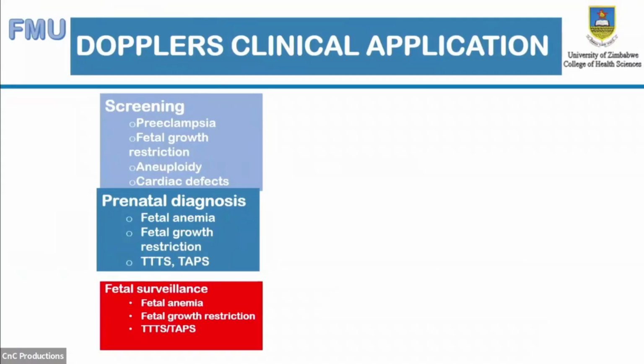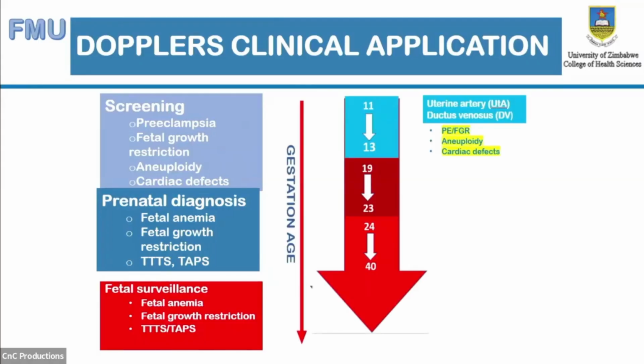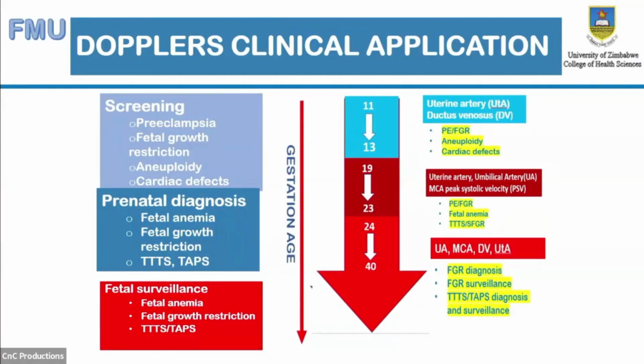Then in fetal surveillance, if a fetus has fetal anemia, and sometimes they get an intrauterine transfusion, then subsequent scans can be done to monitor if there is an improvement in the fetal anemia. As well as surveillance of fetal growth restriction in order to time the delivery, the best time for delivery. Then the improvement or worsening of TTTS and TAPS is also where Dopplers are used.